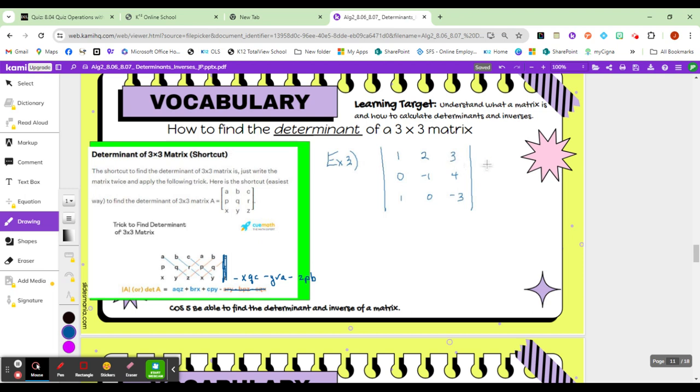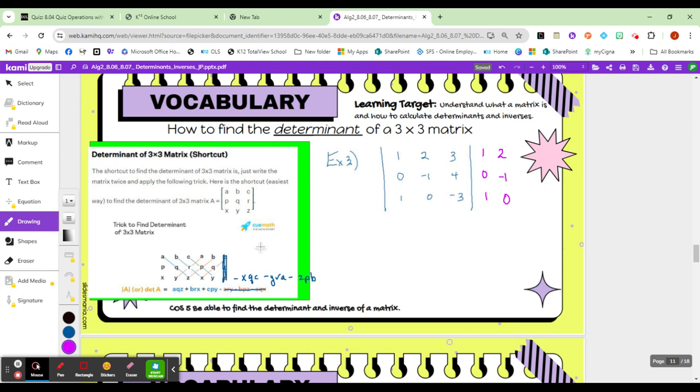Okay, so what I do first is I take these first 2 columns and I repeat them. So let me change my colors. I take this first column, I go to the right of this vertical bar, and I repeat it: 1, 0, 1. I take this second column, and I go to the right of this first column that I repeated, and I repeat it.